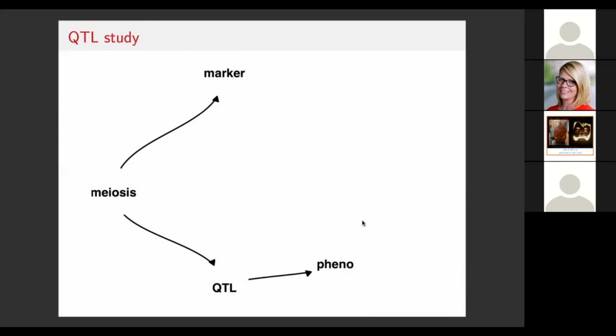Now notice in this graph, the phenotype is only caused by the QTL. The QTL is only caused by the meiosis, that is, the state of the QTL is caused by the meiosis. But the meiosis also affects other markers on the same chromosome. So there's an arrow from the meiosis to the marker. So using this and the principle that I outlined earlier, I can now write the joint distribution of all four of these things.